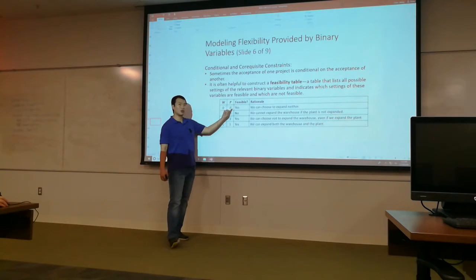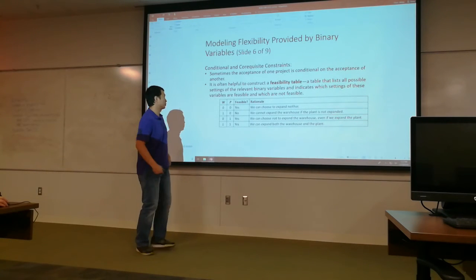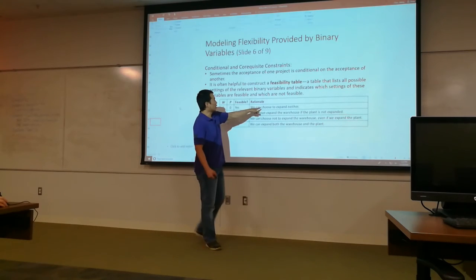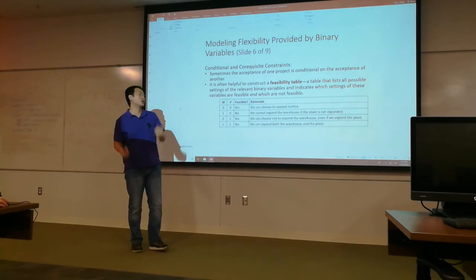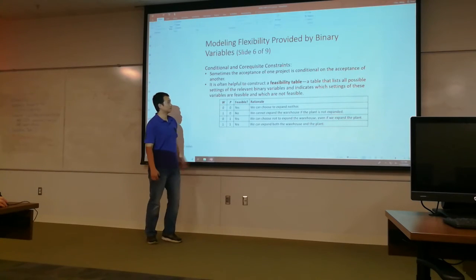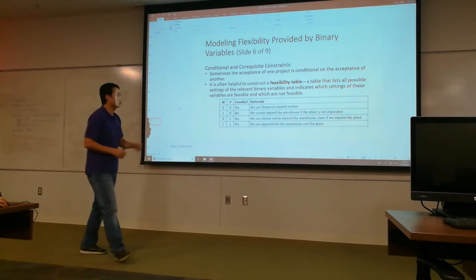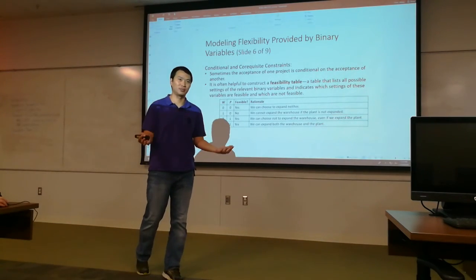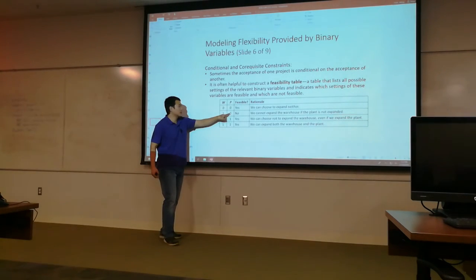Then let's see all the combinations of the values to see if the solution is feasible or not. So both of them are zero. That means you can choose to expand neither. You don't want to expand the plant or the warehouse. That's okay. But the condition is that if you want to expand the warehouse, you have to expand the plant first. So that means if you do not expand the plant, you cannot expand the warehouse.